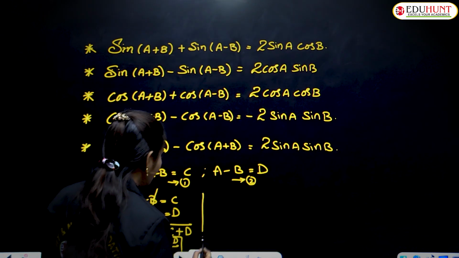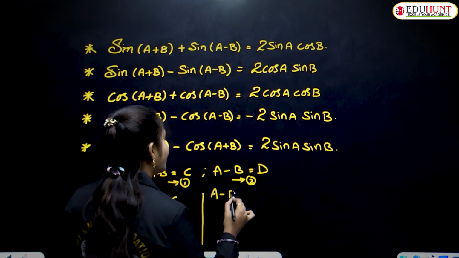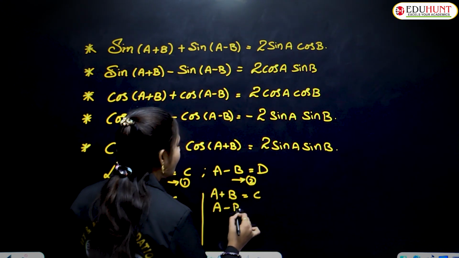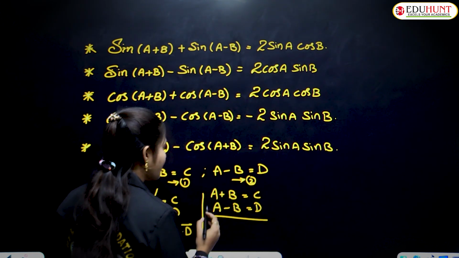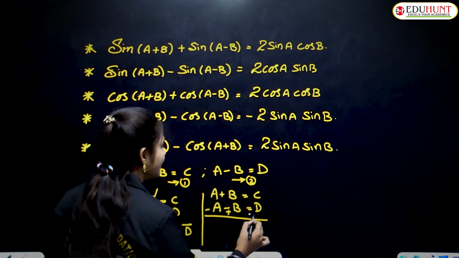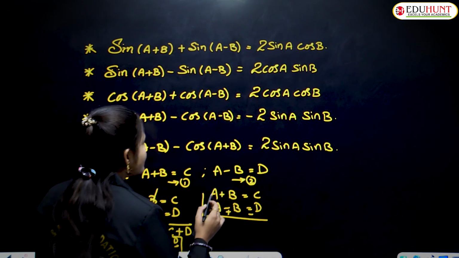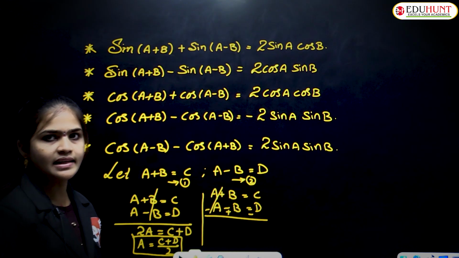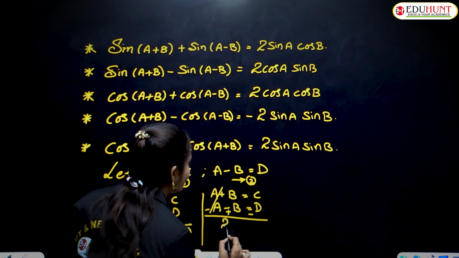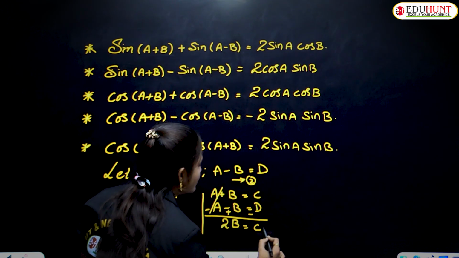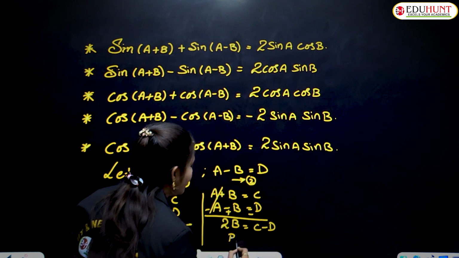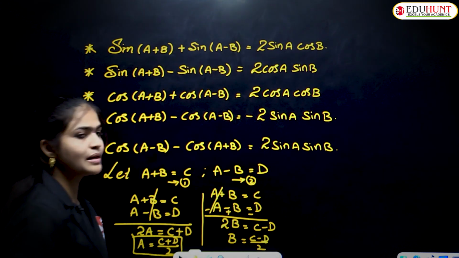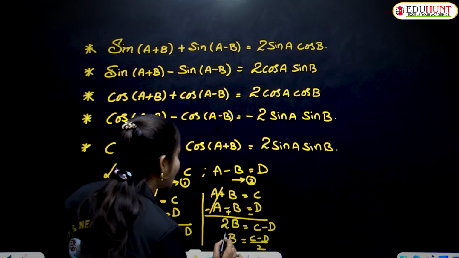And come to this one here. A plus b is equal to c, and in the same way a minus b is equal to d. Now do the subtraction. So this is plus and this is minus. Here a plus b, a minus b. So plus a minus a gets cancelled and here plus b, which means 2b. 2b is equal to c minus d. So from this b is equal to c minus d by 2. So here we got the two values.